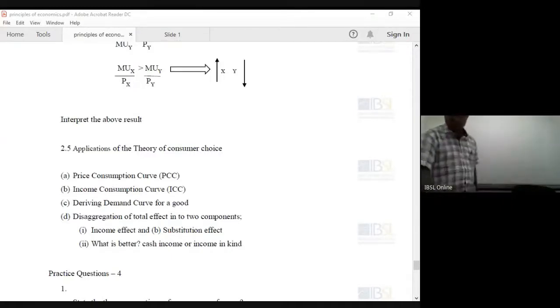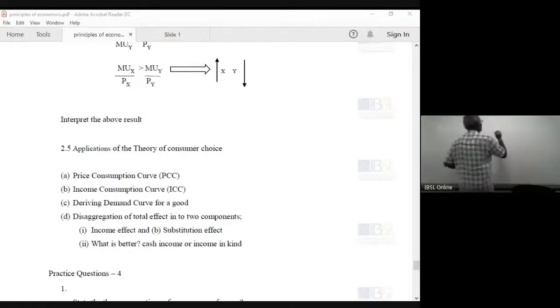Income consumption curve. In this case, we assume price of X is constant and PY is constant. Let's assume income increases. PX constant, PY constant, income increases. Now you have to draw the budget line.